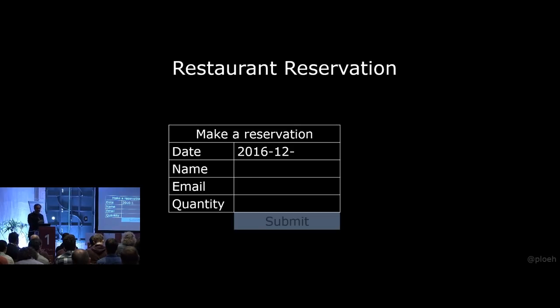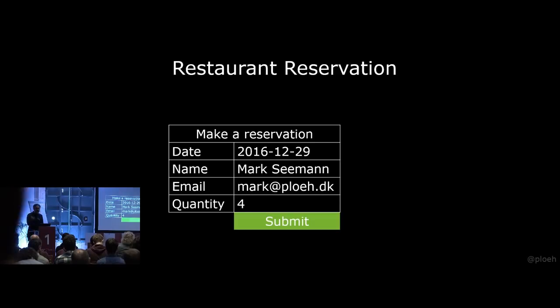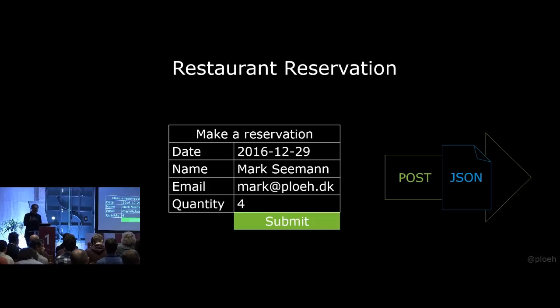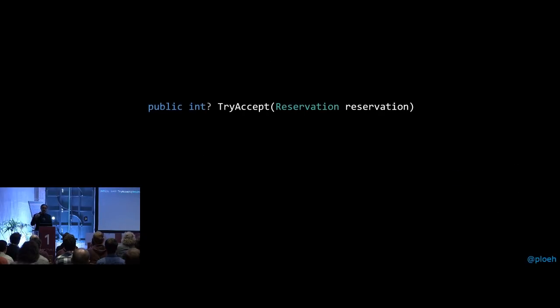It's one of those things where you want to make a reservation at a restaurant, so you fill in a form on the website or whatever, and once you've filled in all your details, you press the submit button, and the UI creates a little JSON document, and that JSON document gets HTTP posted against a web server somewhere. The code that we're going to look at is the server-side code that handles that incoming request for a reservation. So we'll start at the domain model, and at the domain model, the central decision is embodied in a method that looks like this.